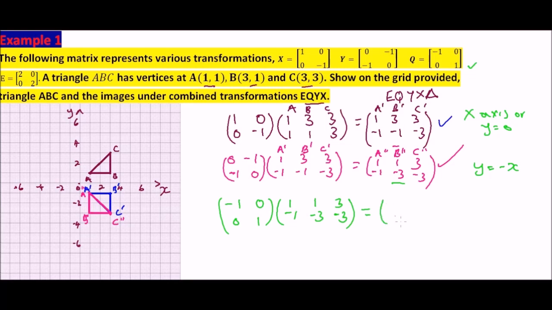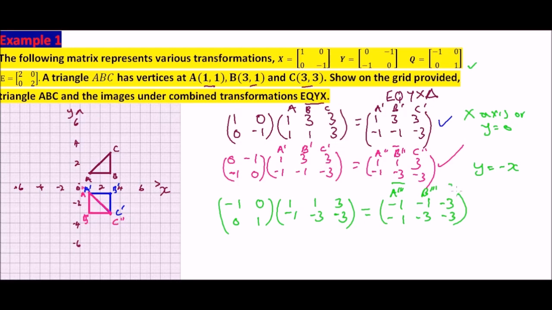So we will generally introduce a minus sign to that row, which is -3. Then we have 0 times 1, and 1 times -1. The row will remain the same, so it is -1, -3, -3. So that is our figure that we will add as an image. So we can identify these points. So this is our new A, this is our B triple prime, and this is our C.